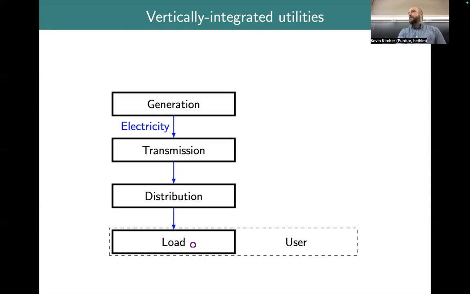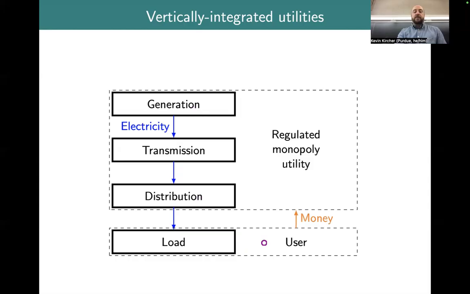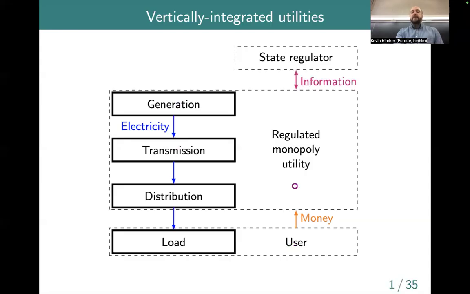So this is how electricity is used. Other than the load, which is typically under the control of a user, there's basically one entity that controls the generation, transmission, and distribution assets in this vertically integrated model. So we have electricity flowing from the center outward to the edge, and we have money flowing from people back to the utility.